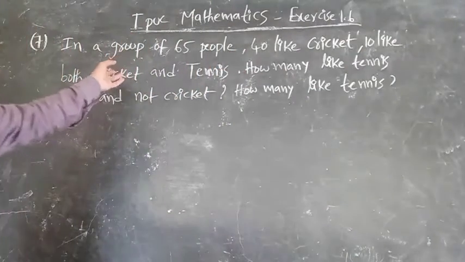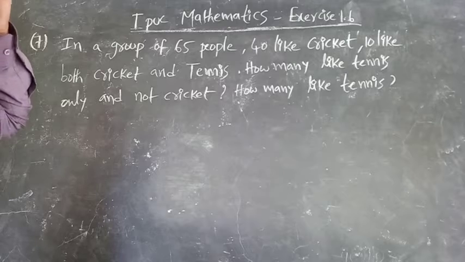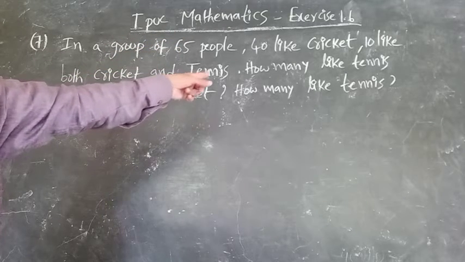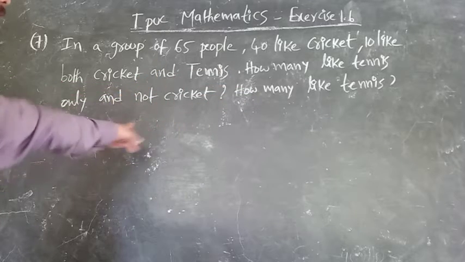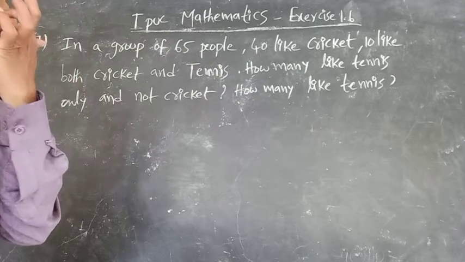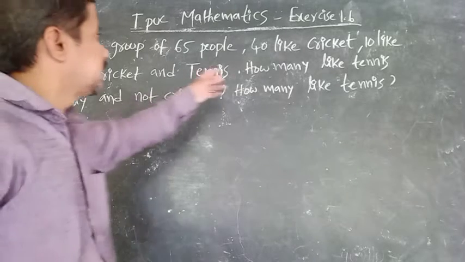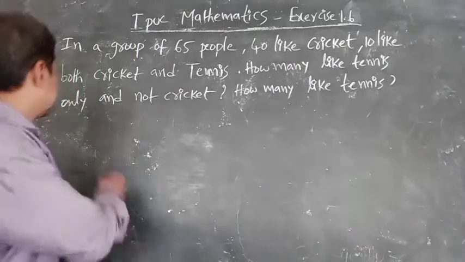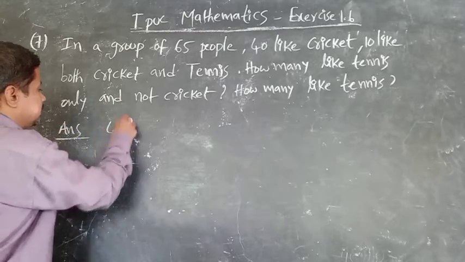Next, question number 7. In a group of 65 people, 40 like cricket, 10 like both cricket and tennis. How many like tennis only, not cricket? This is the first question. And the second question: how many like tennis? So here two terms are there, one is cricket, another one is tennis.